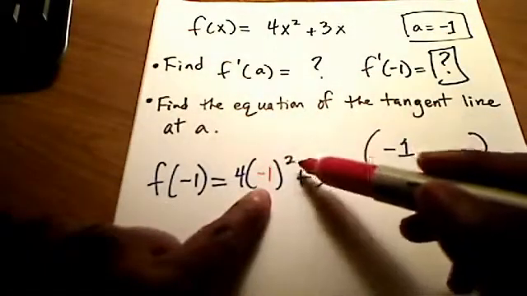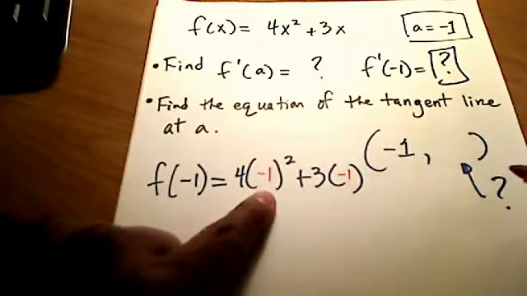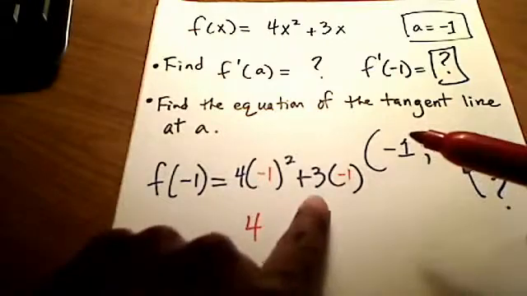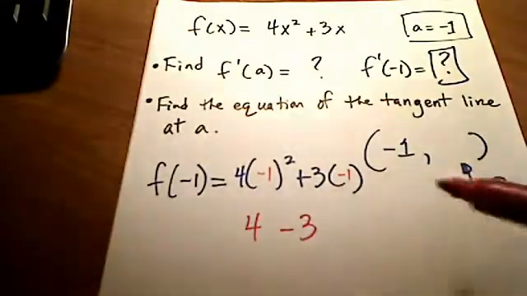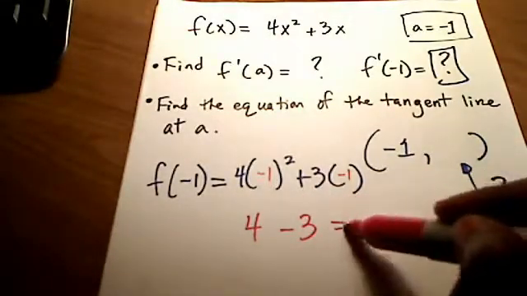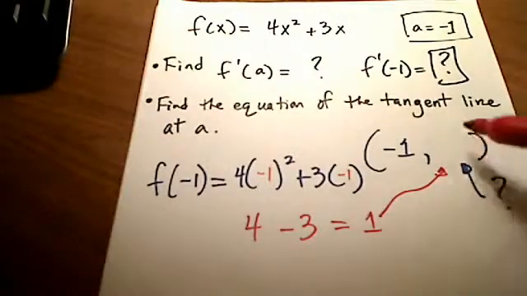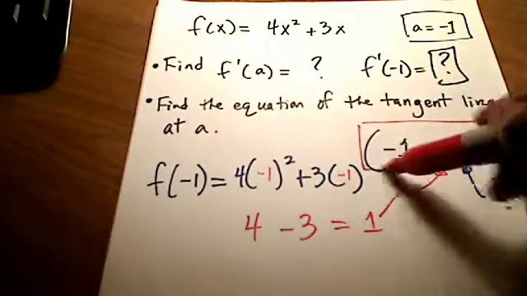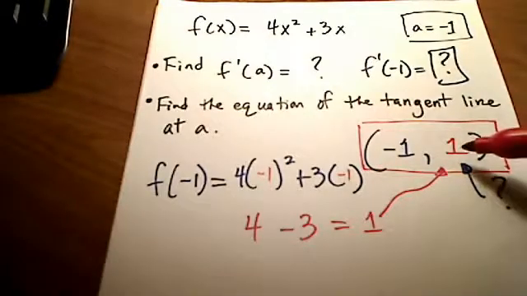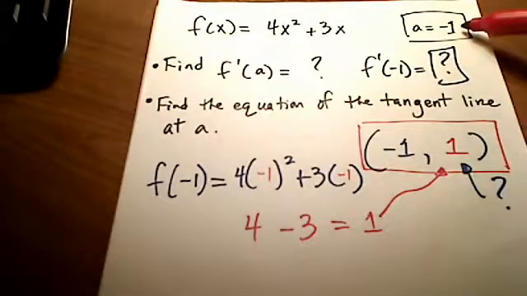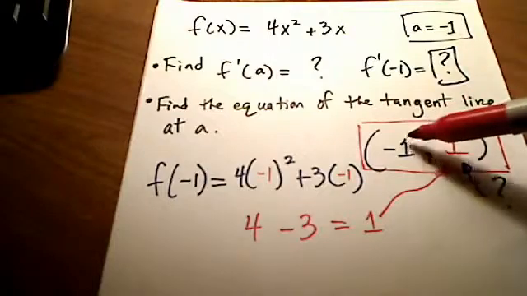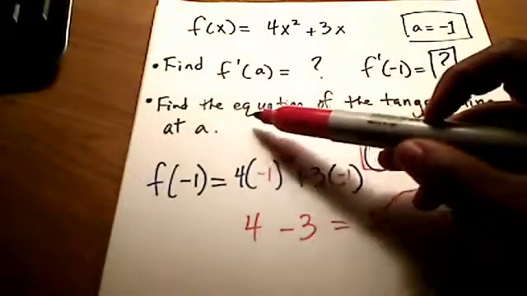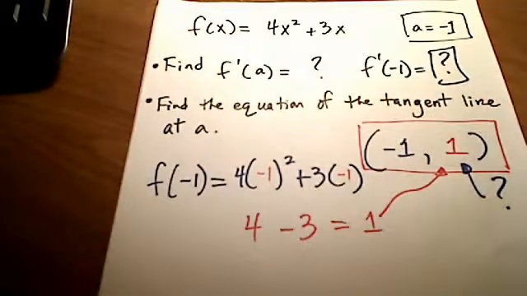So -1 squared is +1, and +1 times 4 is still just 4, and 3 times that -1 is just -3, so I really have 4 minus 3, which is 1. That is the y portion of my coordinate. So I now have the full coordinate, not just the partial coordinate, not just the x, but also the y. This is going to come in handy a little bit later on, especially when I need to find the equation of the tangent line.